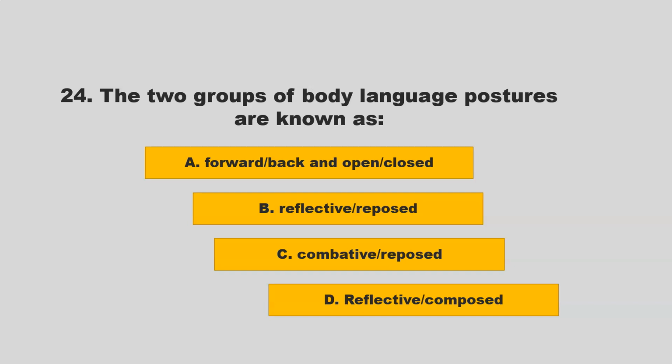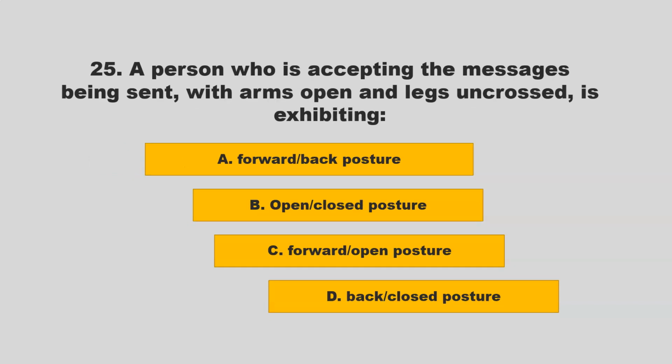The two groups of body language postures are known as forward back and open closed, reflective reposed, combative reposed, reflective composed. If you chose A, forward, back, and open closed, you are correct.